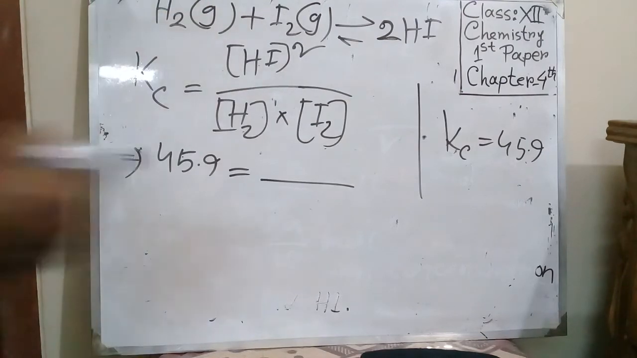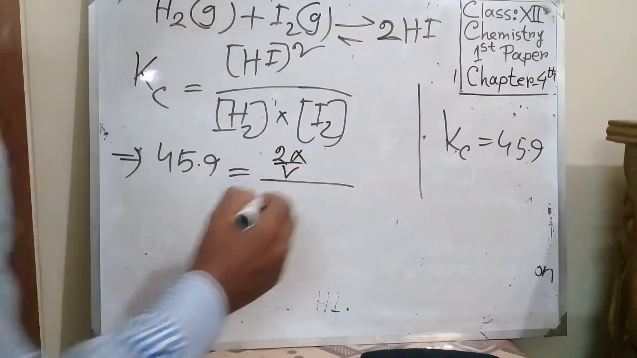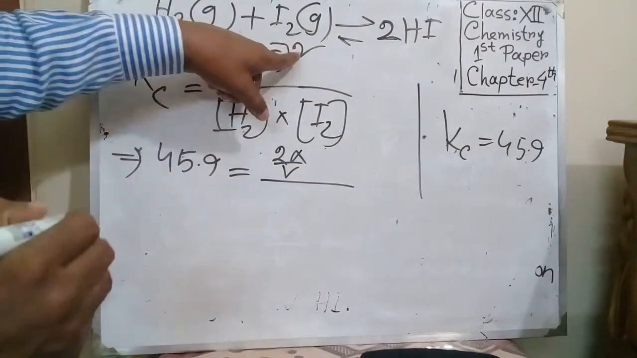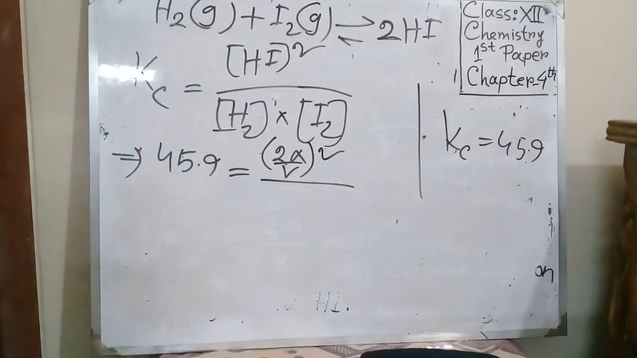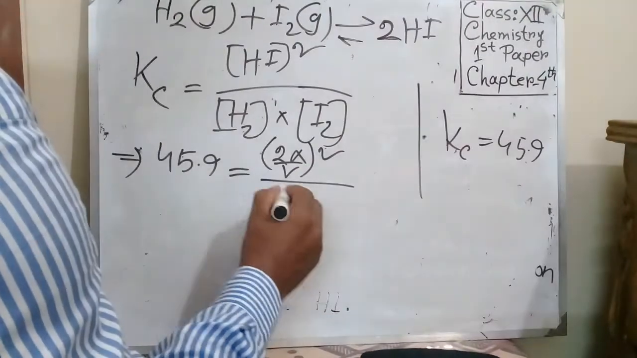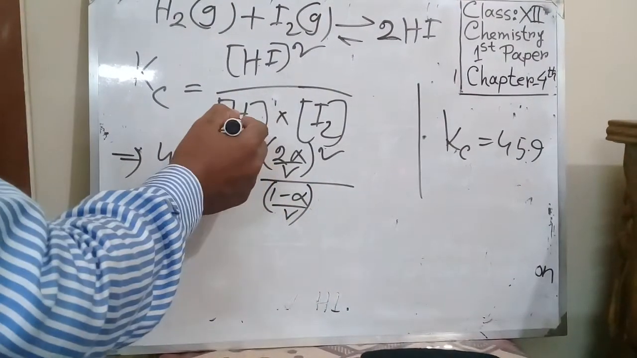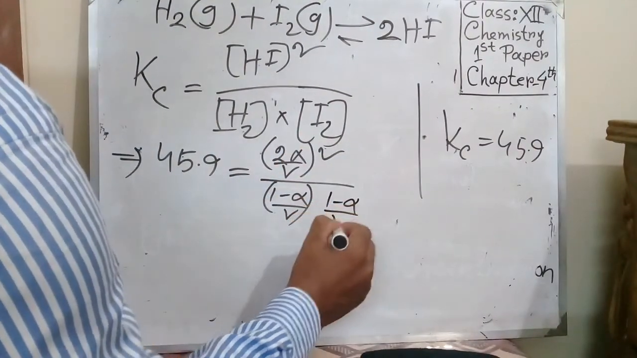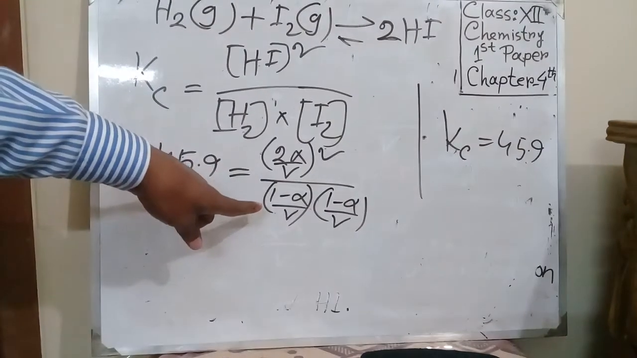So I can write here 2 alpha by V, the molar concentration of hydrogen iodide. So it's squared. I'll write here square. And for hydrogen, we know 1 minus alpha by V, the concentration of hydrogen, and the same concentration of iodine, 1 minus alpha divided by V. So we have written the value of this one.